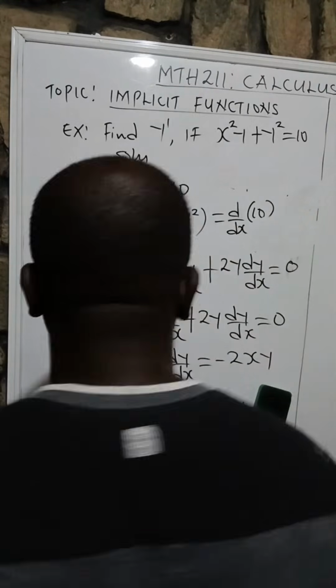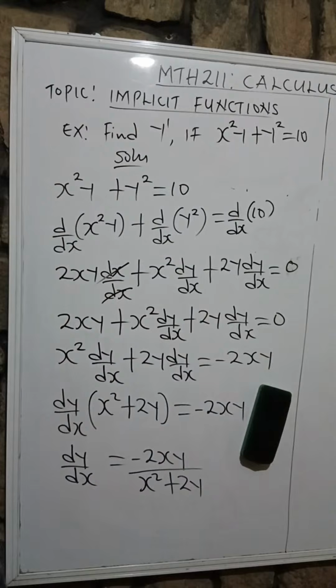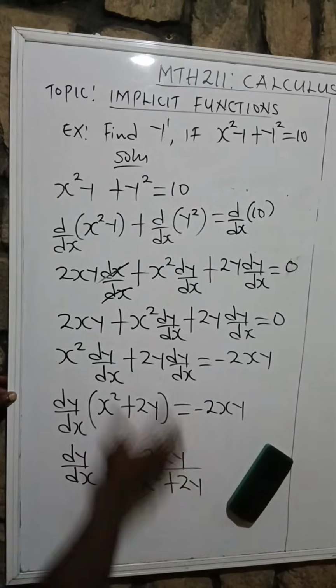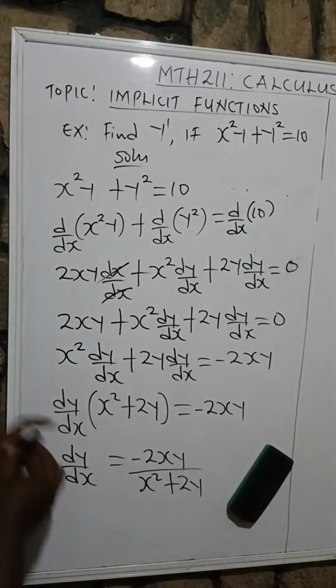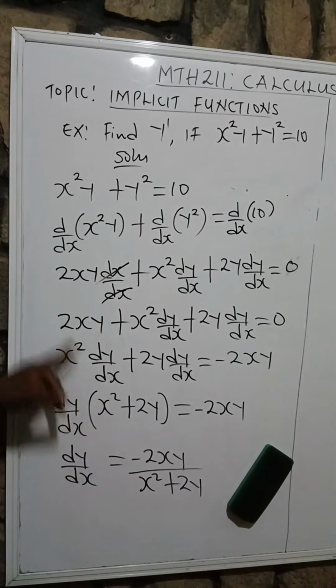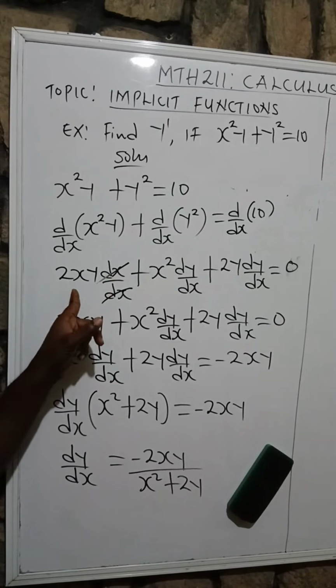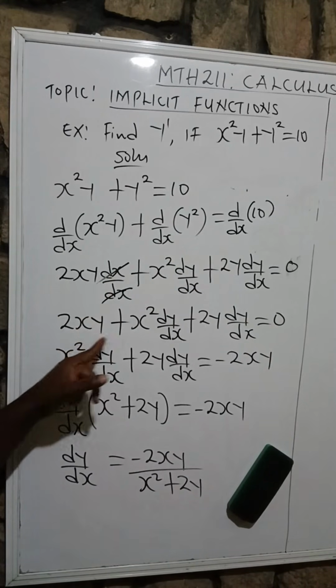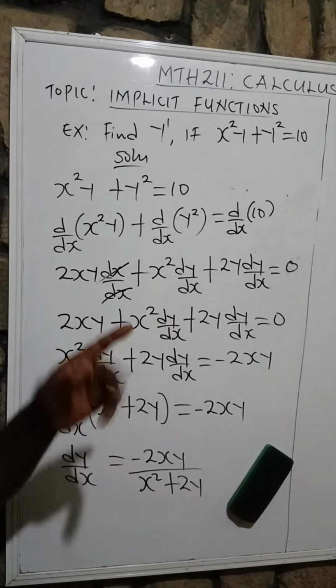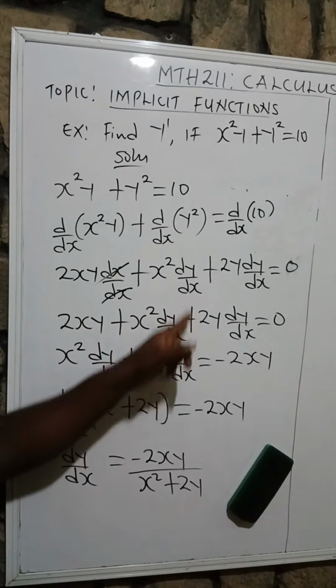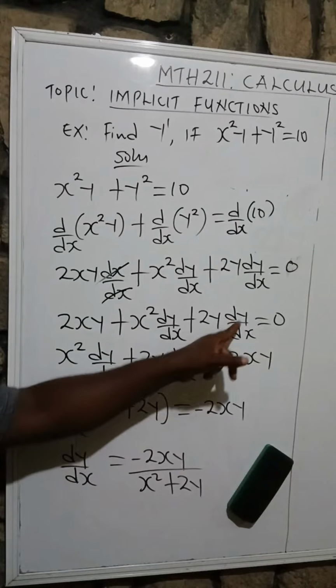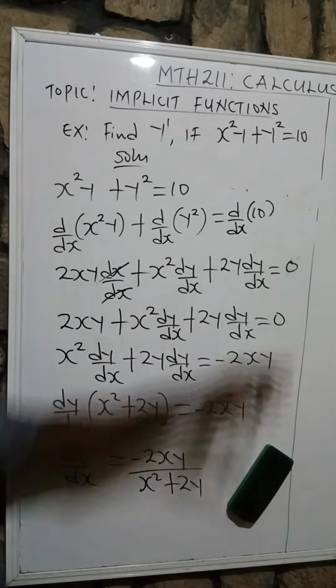So now, what I did there is, after this and this can divide to give us 1. So by the time we use 1 to multiply 2xy, it is the same as 2xy plus x squared dy all over dx plus 2y dy all over dx equals 0.